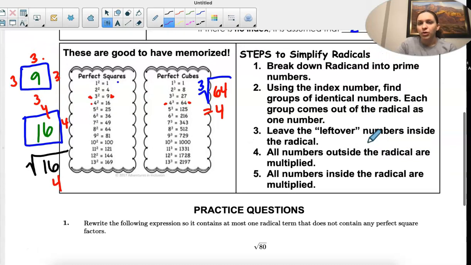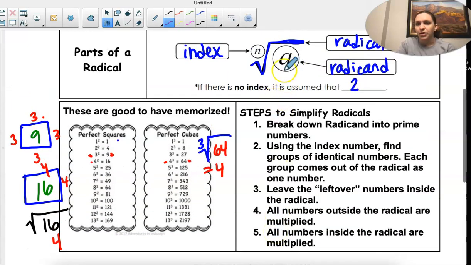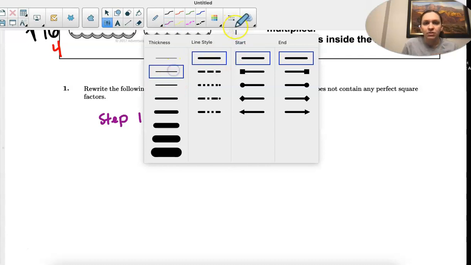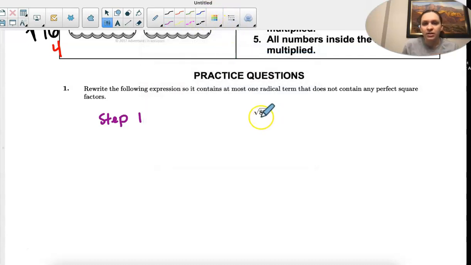Step 1, we're going to break down the radicand into prime numbers. So remember, the radicand is this number underneath. So step 1, we're going to factor this 80. So I'm just going to go change this. And I want factors of 80.